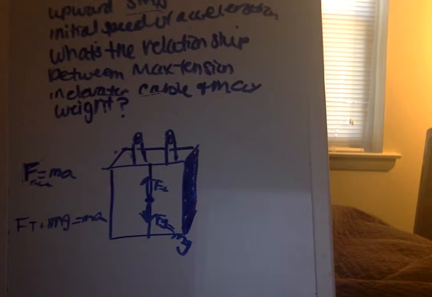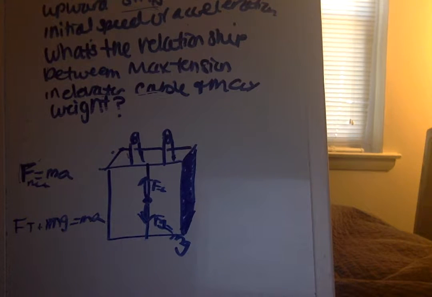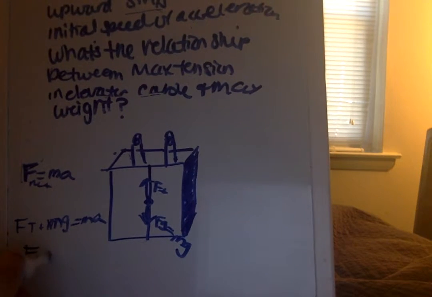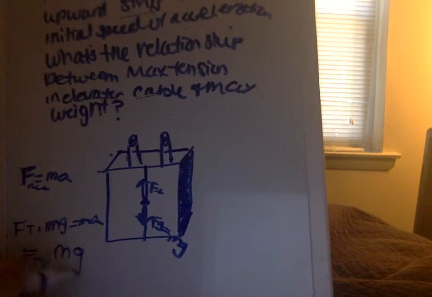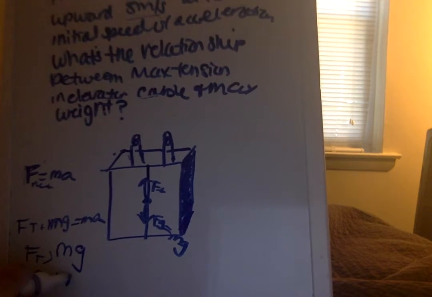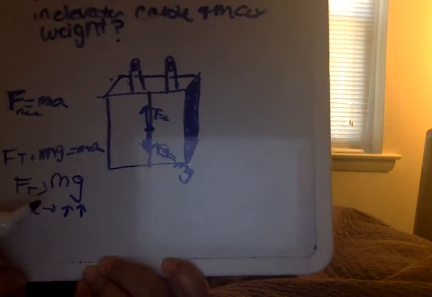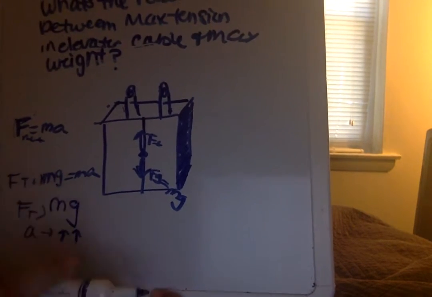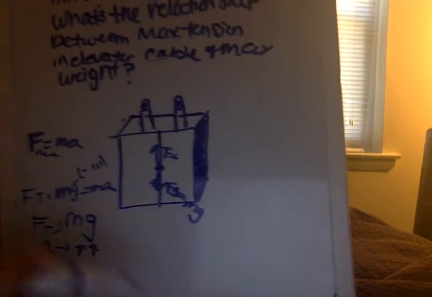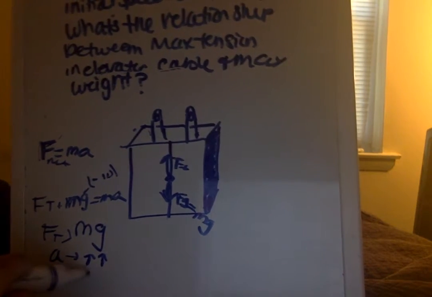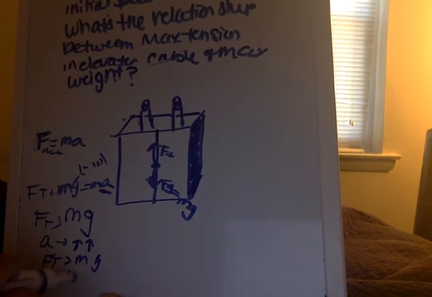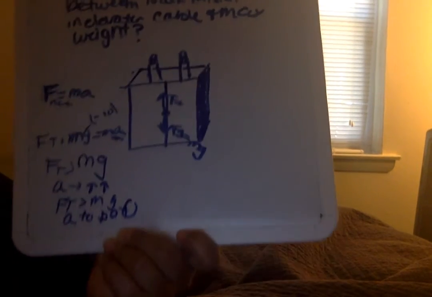So we know that in order for us to have a net tension going upward, FT has to be greater than mg, and this is so that the acceleration can be upward. Does that make sense? Because mg is negative, since gravity would be negative 10, right? So FT has to be greater than mg in order for the acceleration to be positive.